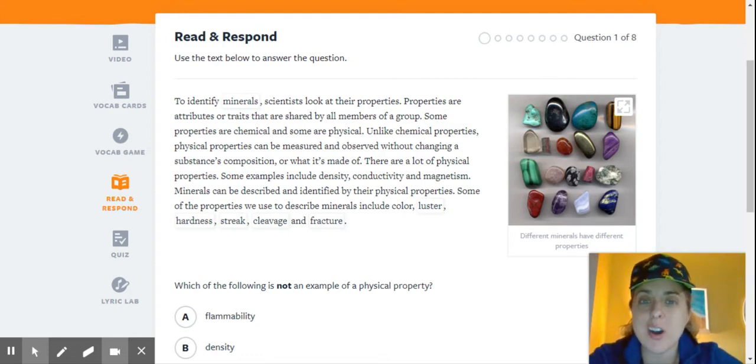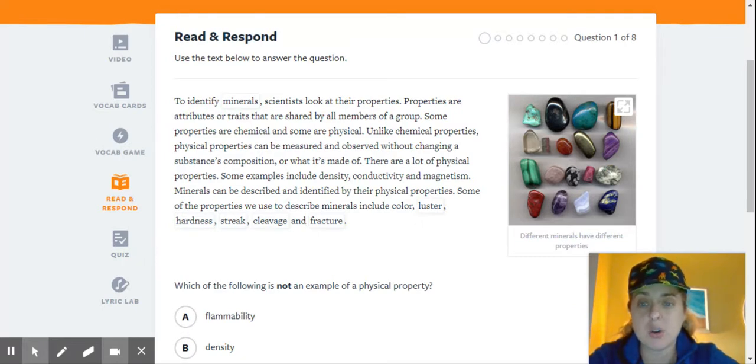Okay, one more to help us really understand what we're looking at with these scientific texts. This is a read and respond that I'm using from Flocabulary. And what I want to do is look at the question first so that I know what I'm looking for, and I'm going to go back into the text to read and find out what it says. Which of the following is not an example of a physical property?